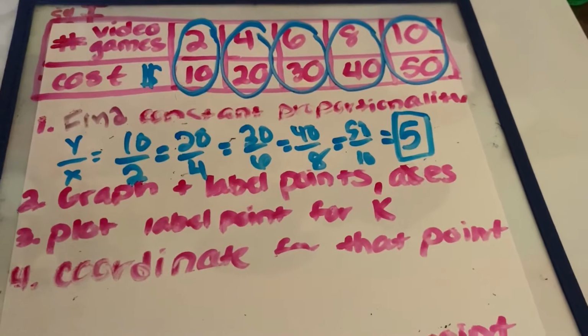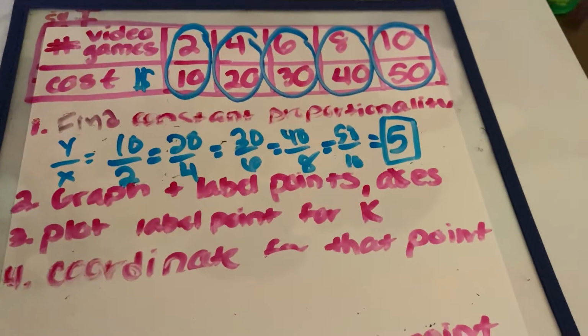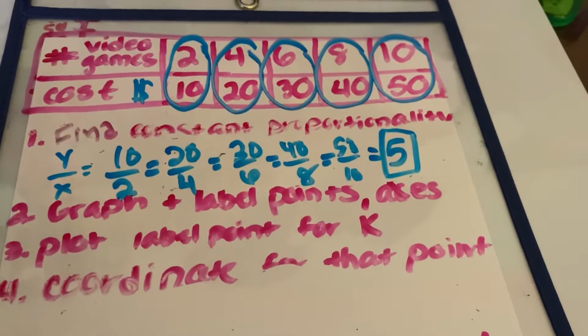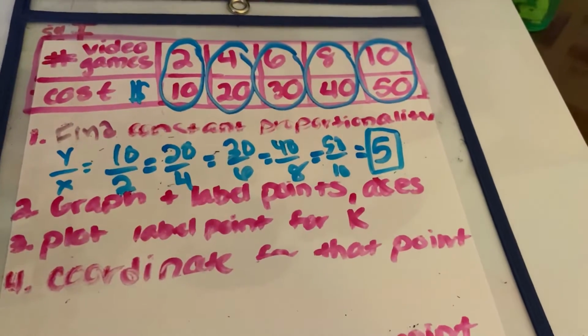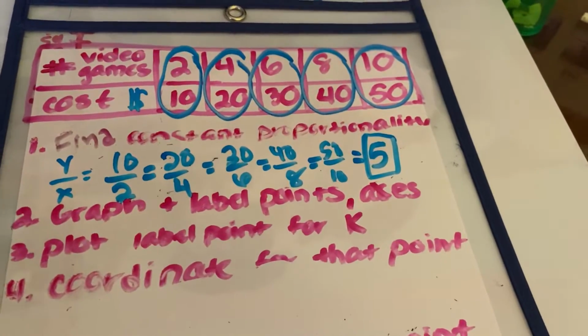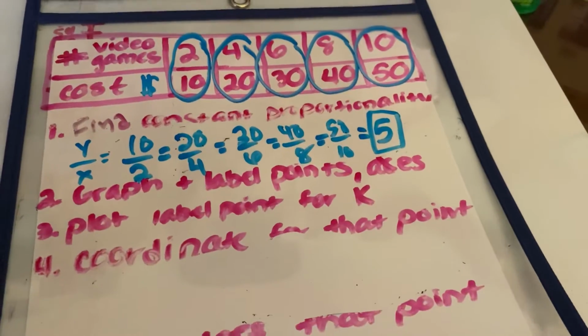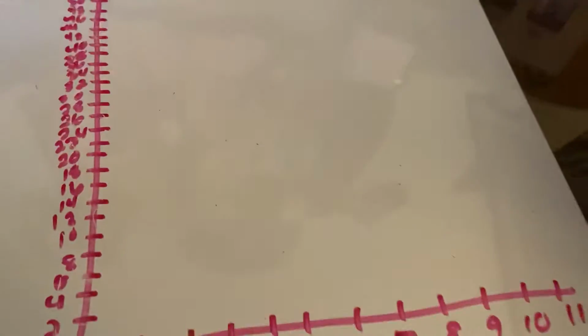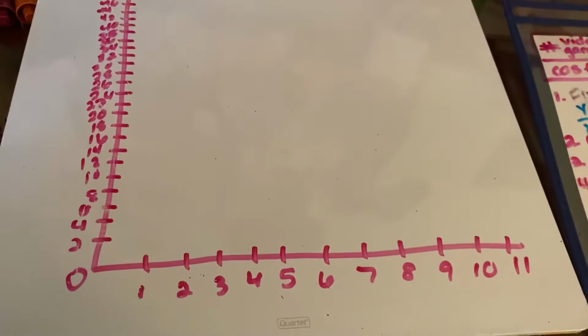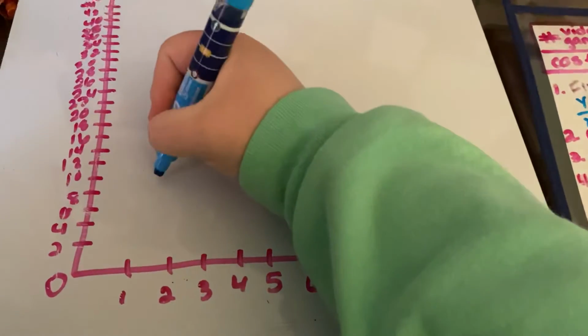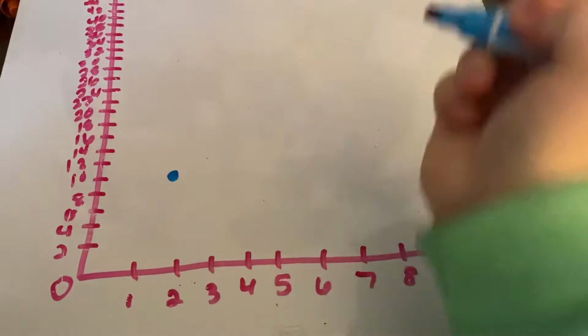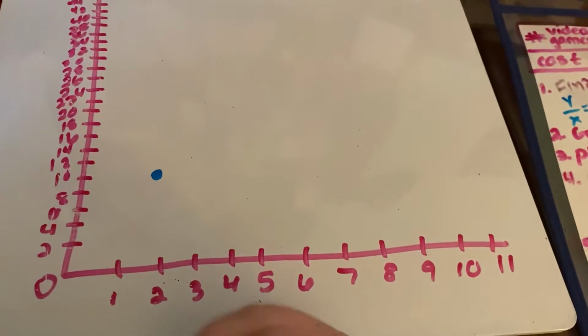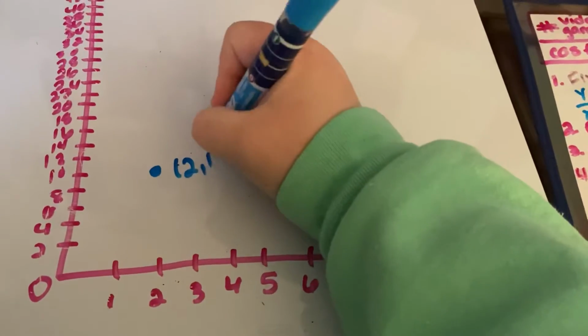So number 2 says graph and label the points and the axes. So we need to go to a graph. You guys are going to have that on GoFormative, and you're going to be able to use all those tools on the side. I have a separate graph here to graph all of these points. So first we have (2, 10). I'm going to put my dot, but not only that, I have to label it. So I'm going to label it (2, 10).